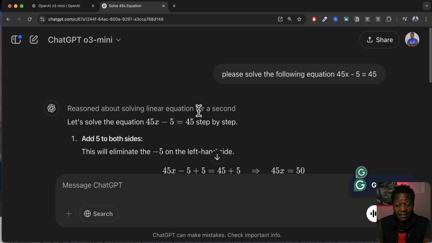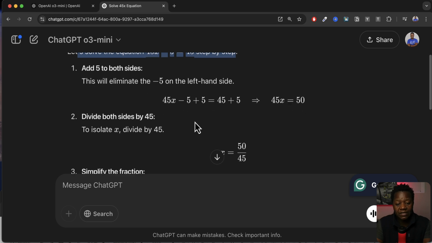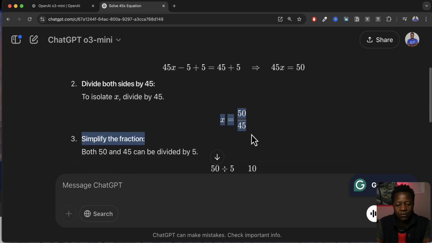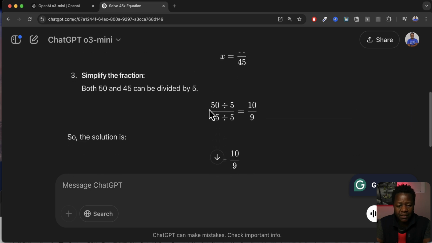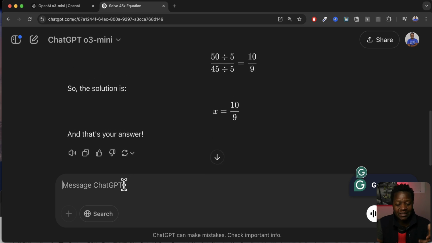It's pretty fast, actually. Let me make it a little smaller so you can see. It goes through the reasoning about solving a linear equation for a second and gives us the whole thing. Add 5 to both sides, that's what it does, and then does the division, divides both sides by 45. So it's really reasoning through and showing us exactly what the reasoning is, and then gives us the solution. That was really fast, faster than I could even spit out the words here. So x is 10/9. All right, very good.